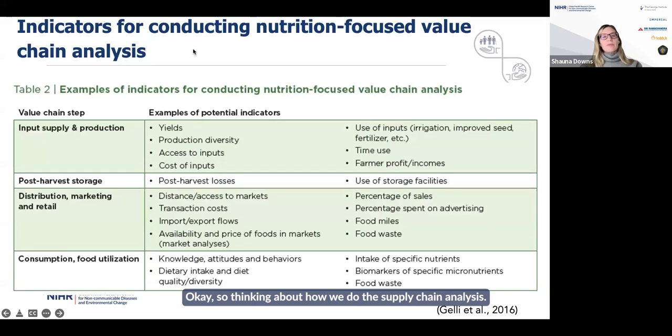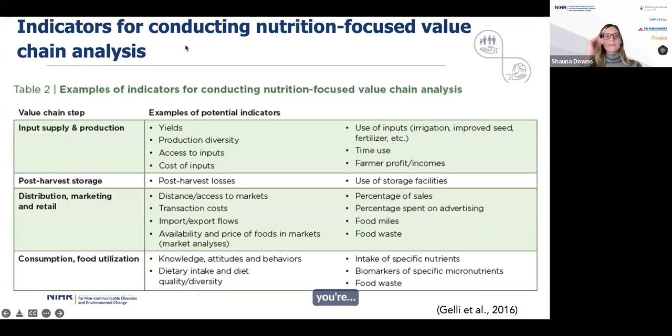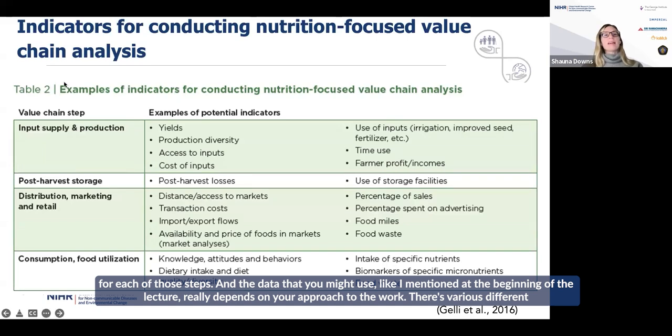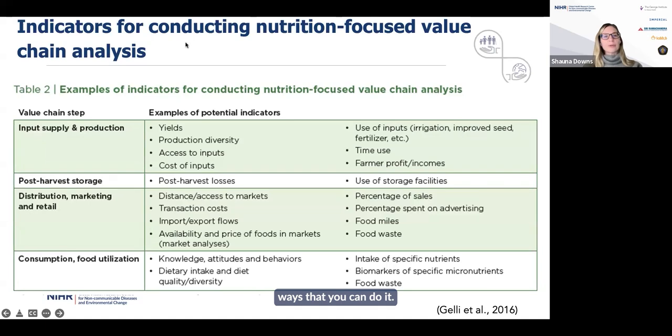Okay, so thinking about how we do the supply chain analysis, you're going through each of the steps of the supply chain, and you're collecting data for each of those steps. And the data that you might use, like I mentioned at the beginning of the lecture, really depends on your approach to the work. There's various different ways that you can do it.